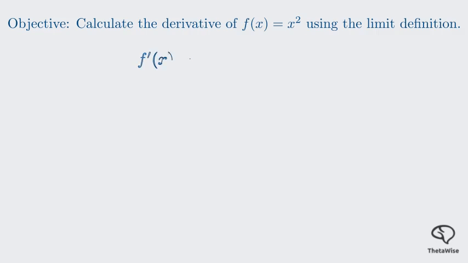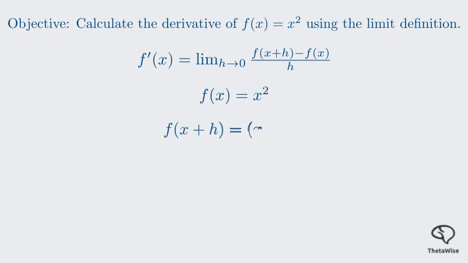F prime of x equals the limit as h approaches 0 of f of x plus h minus f of x, all over h. Our first step is to find f of x plus h. Since f of x is x squared, f of x plus h is simply x plus h squared. So f of x plus h equals x plus h squared. Now we substitute this into our limit formula.